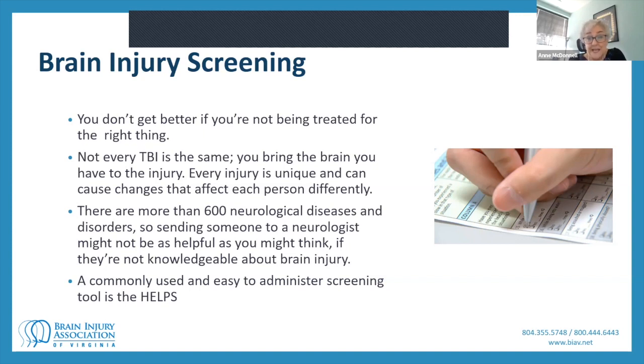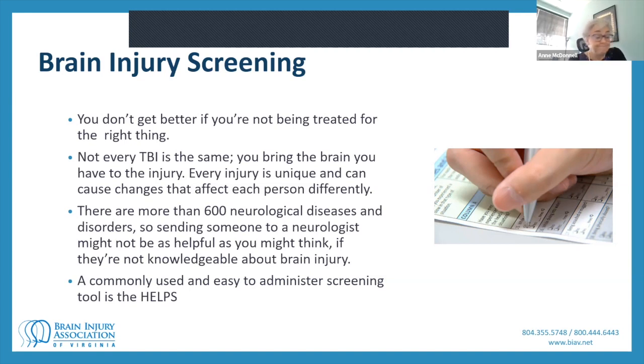Not every brain injury is the same. You bring the brain that you have to the accident. And because every brain is unique, every injury is unique. There are more than 600 neurological diseases and disorders. So sending somebody to a neurologist might not be as helpful as you think, particularly if they're not familiar or knowledgeable about brain injury. So it's really important that we begin screening practically everybody that we come in contact with.